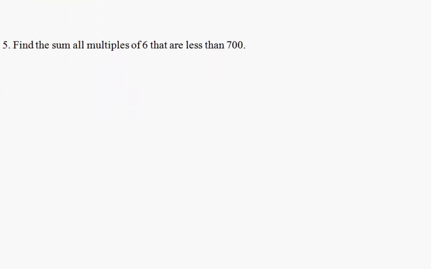Find the sum of all multiples of 6 that are less than 700. Well, the first multiple is 6, then 6 times 2 is 12, 6 times 3 is 18, 24, and then the last one has to be less than 700. So let's check that. We want to do multiples of 6 that are less than 700.